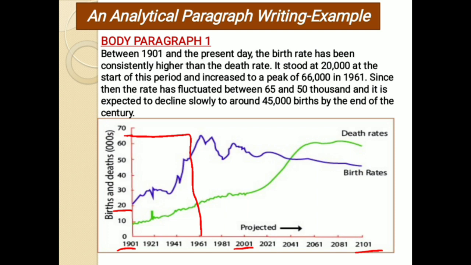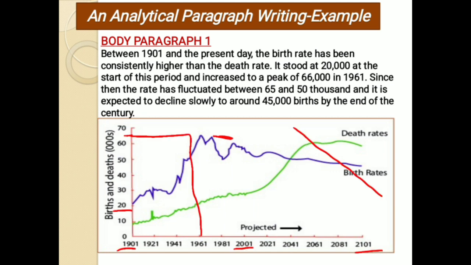Then you see after that there was a lot of fluctuation. It remained fluctuating between 60 and 50. Then it declined slowly to around 45,000 by the end of the century. So this graph displays this. This we are going to convert into body paragraph number 1.